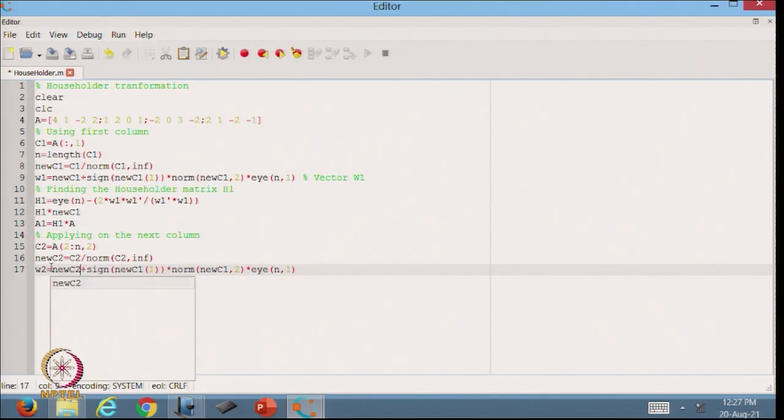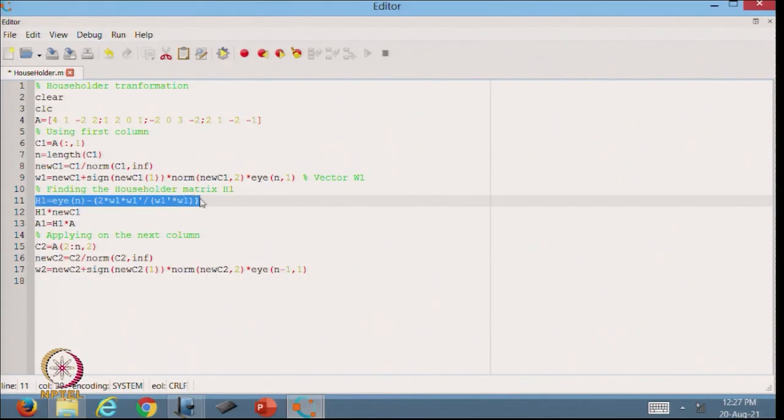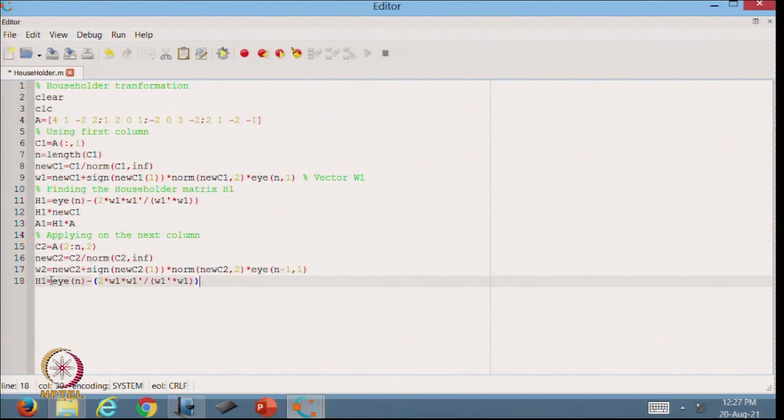So, now it is C2, sign of new C2, the first one. So, in this case it is positive. The norm of new C2, two norm we are defining, and now we see that it is 3 cross 3 matrix. So, I have to take minus 1, 1. So, this is my vector, this one. So, this is my W2, and now after this one we find the householder matrix, control C, put it here, control V.